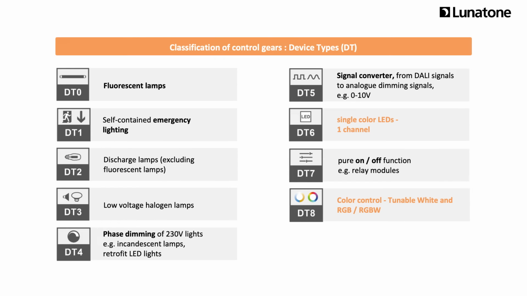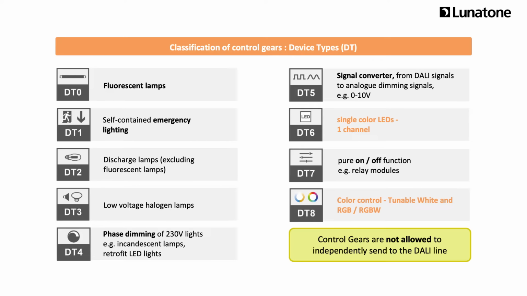In the DALI standard, control gears are divided into 9 different device types. For example, control gears for LEDs belong to device type 6, while fluorescent light ECGs are part of device type 0. Most control gears have the same setting options. Only the tunable white and RGB and RGBW control gears have a few extra options. We will look at these parameters later on in the chapter DALI parameters.